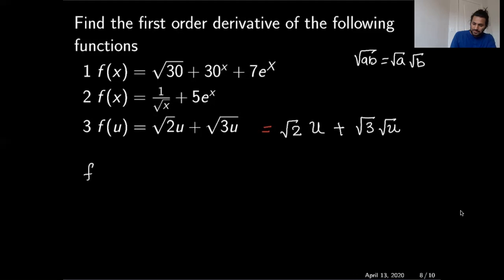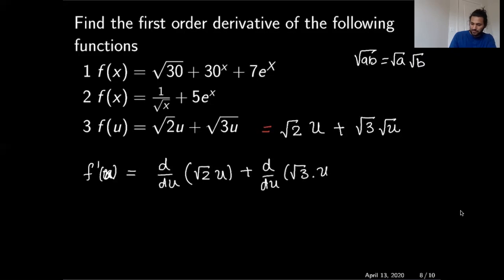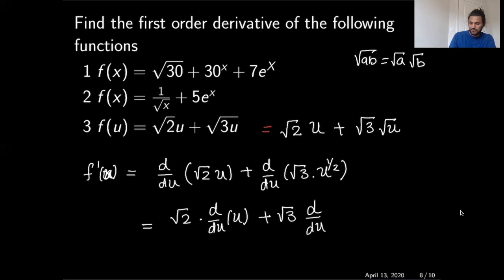So if I calculate the derivative of this function, I will use the sum rule, dy by du, because u is the variable here, and therefore square root of 2 times d over du of u plus d over du of square root of 3 times u to the power 1/2. I can pull out the constant out of the derivative, so it will be square root of 2 d over du u, and this is the square root of 3 d over du u to the power 1/2.